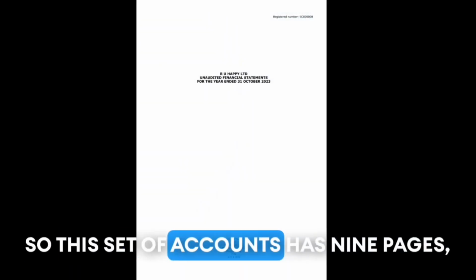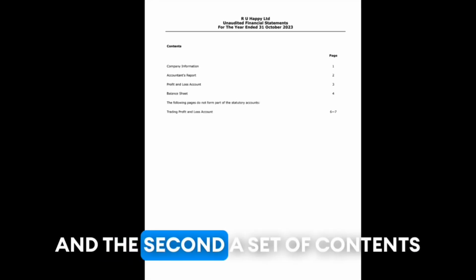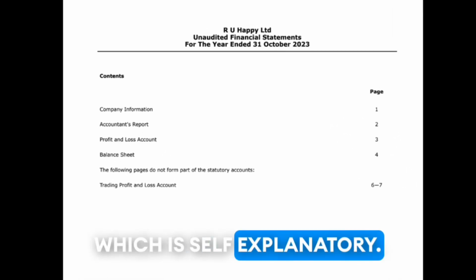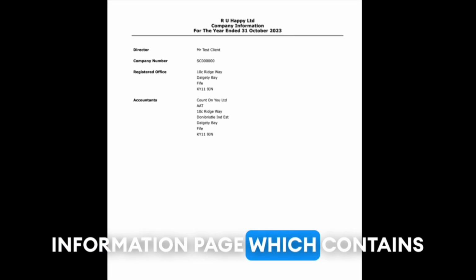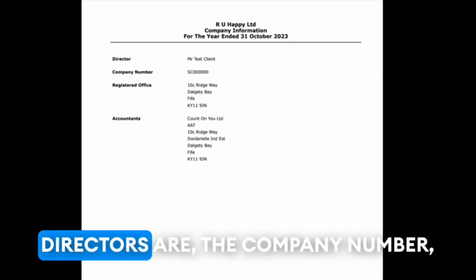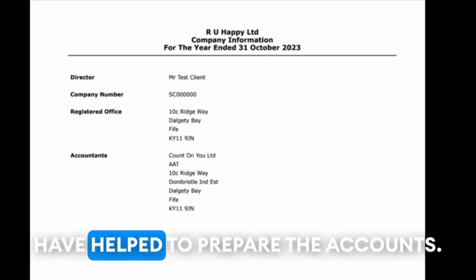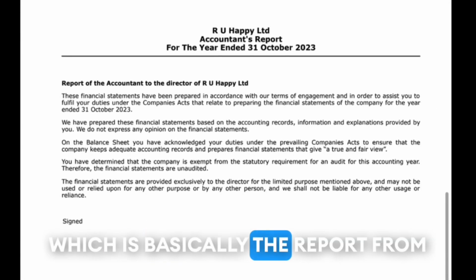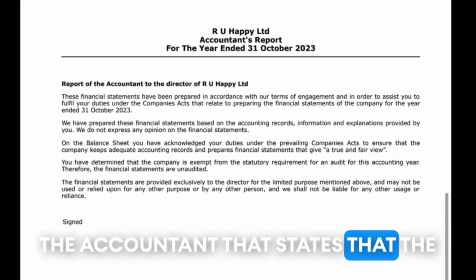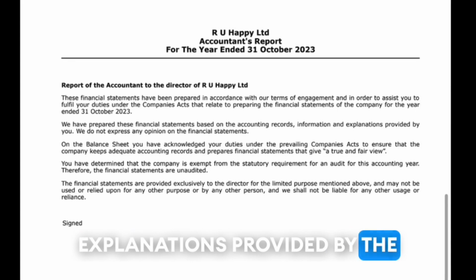So this set of accounts has 9 pages, the first one being a cover page and the second a set of contents, which is self-explanatory. The third page is a general company information page, which contains information about who the directors are, the company number, registered office address, and any accountants that have helped to prepare the accounts. This fourth page is the accountant's report, which is basically the report from the accountant that states that the accounts have been prepared on the information and explanations provided by the company directors.